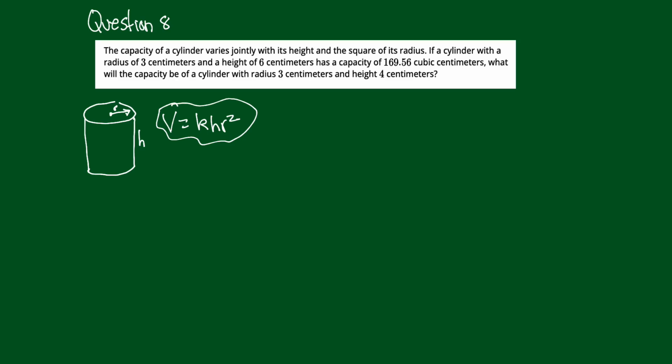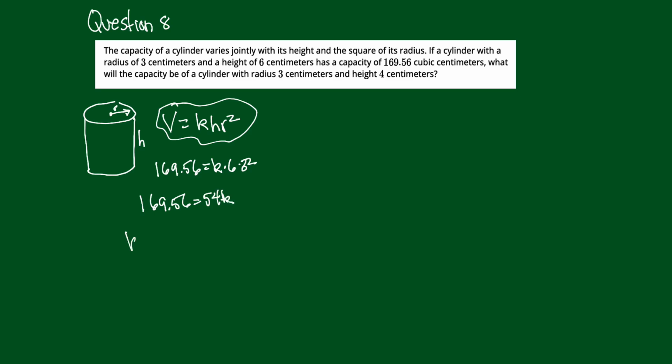But now, for this particular can, here's what we know. If a cylinder with a radius of 3 and a height of 6 has a capacity of 169.56, that's equal to K times H. What was the height? It was 6, and the radius was 3, so 3 squared. This will give us 169.56 is equal to, 3 squared is 9, 9 times 6 is 54, so I'll get 54K.